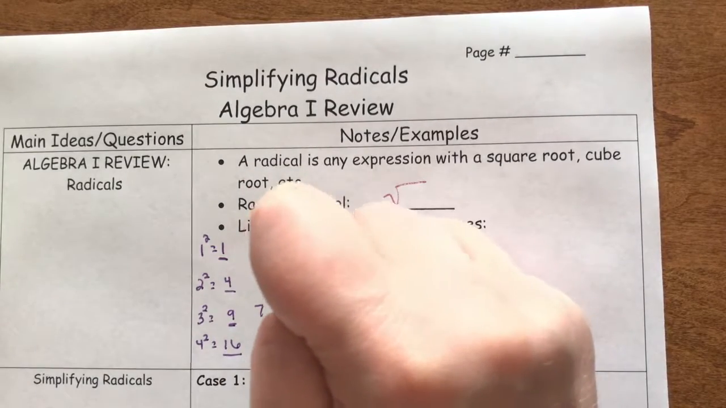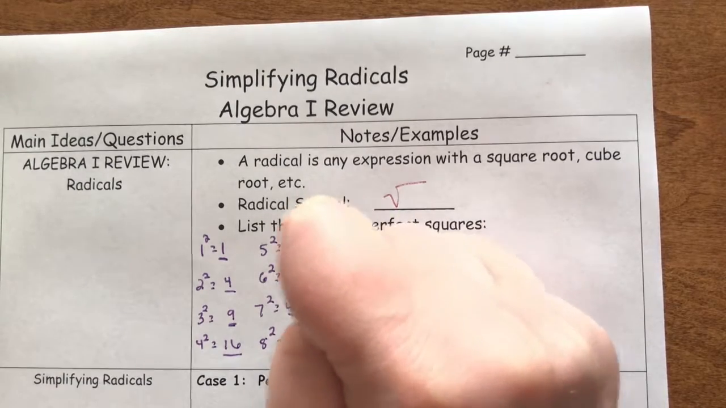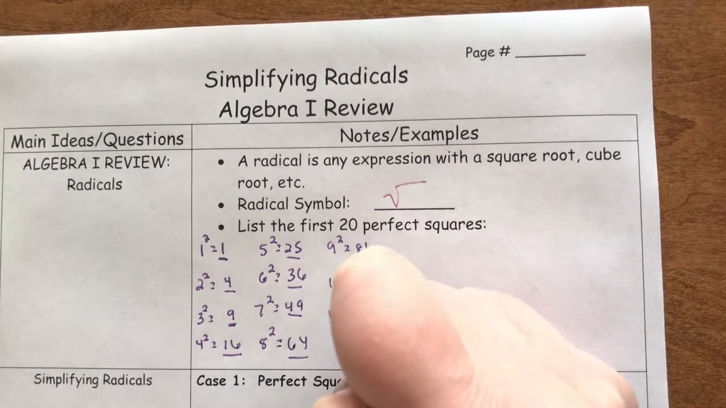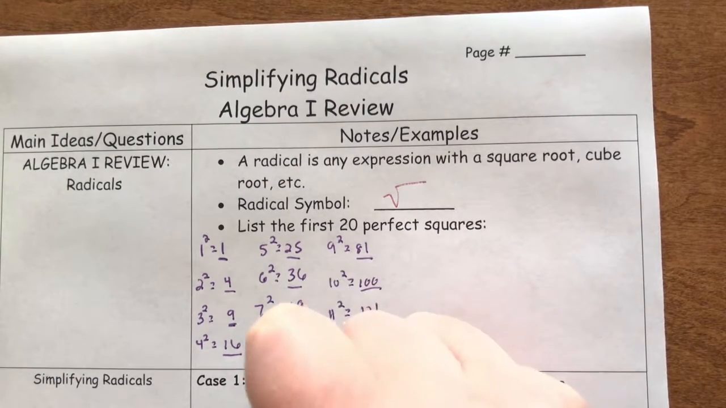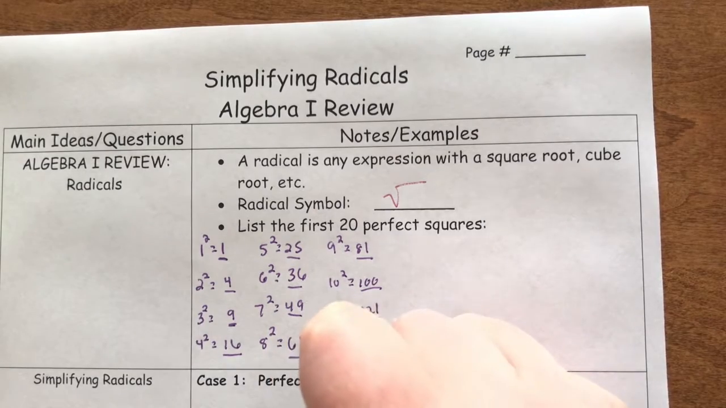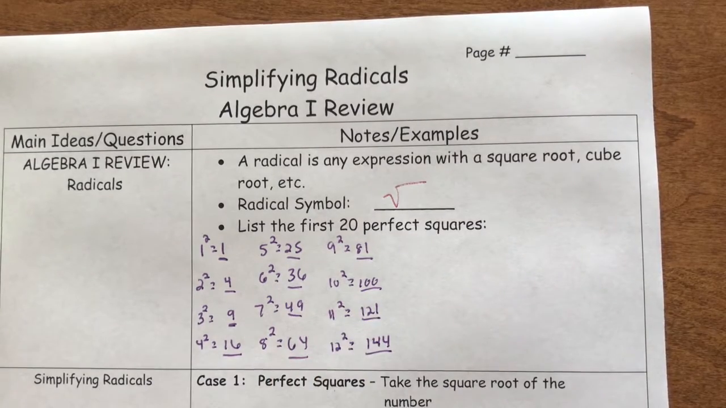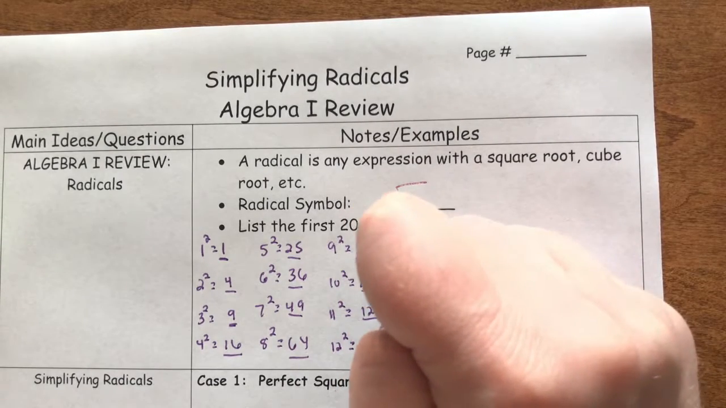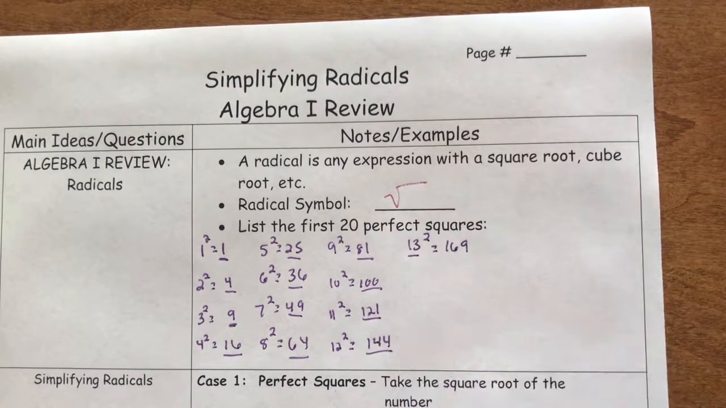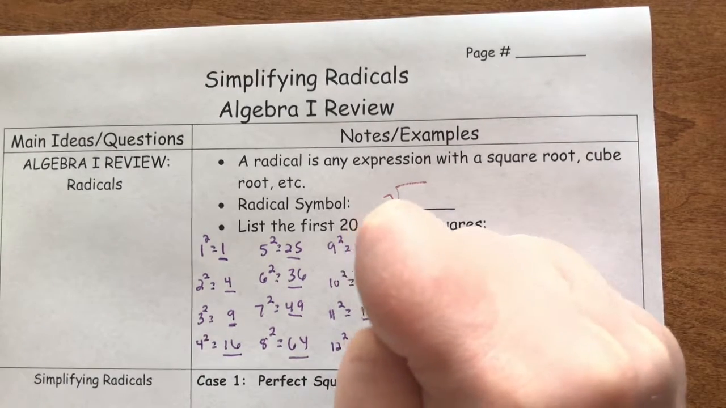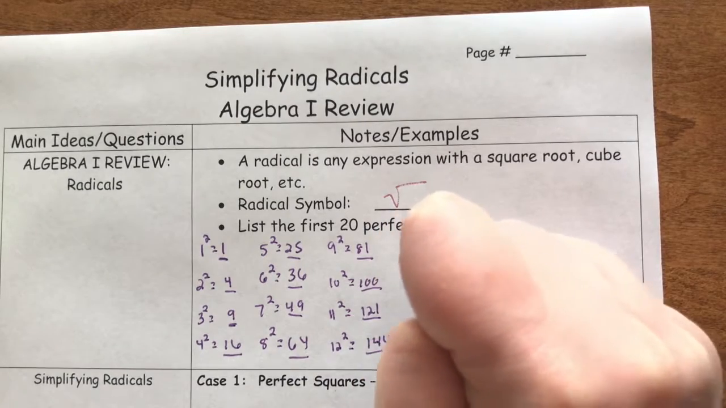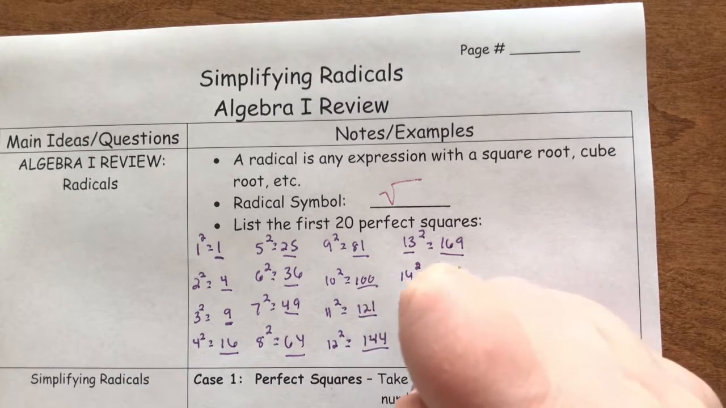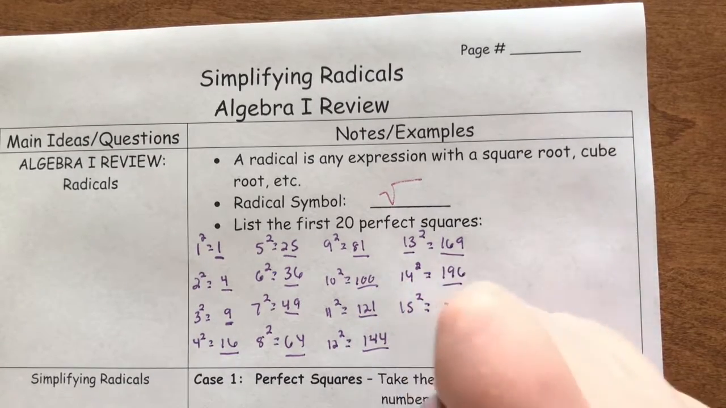9 squared will give you 81. 10 squared is 100. 11 squared is 121. 12 squared should be 144. 13 squared will give you 169. 14 squared will give you 196, and I should underline the 169 in there. 15 squared will give you 225.